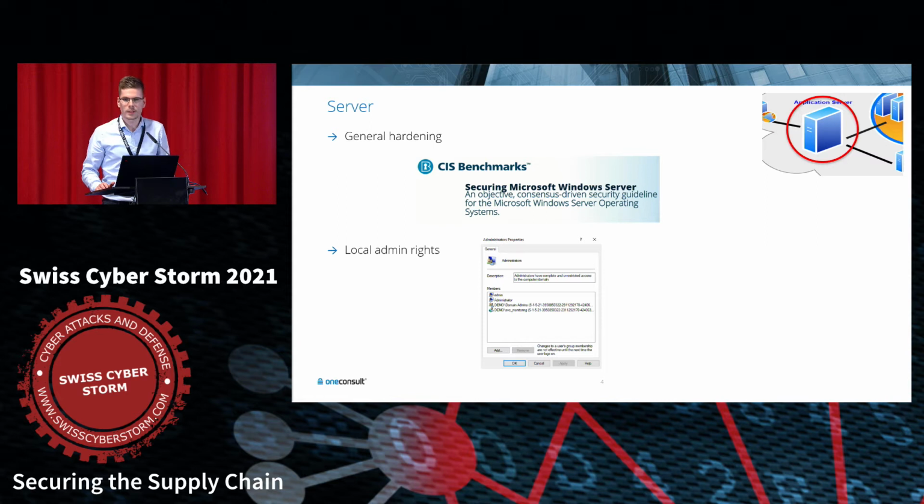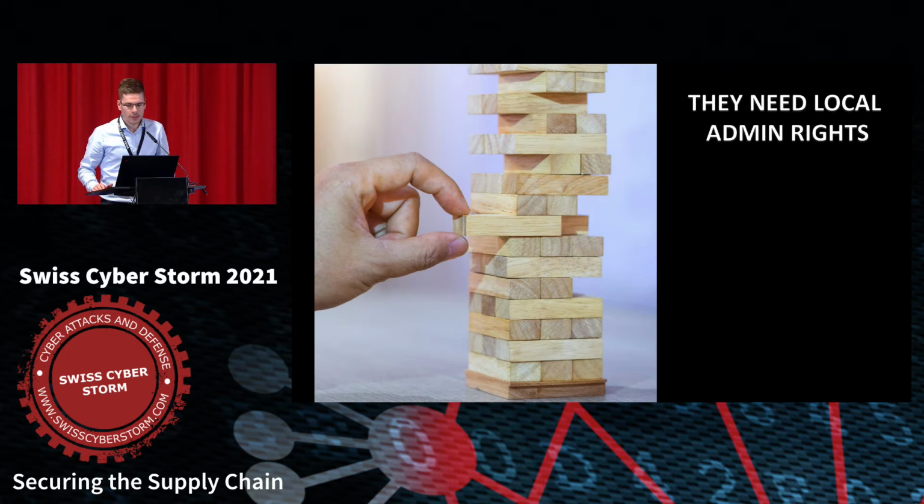Next we'll focus on the server side. So here we can do some general hardening. For example, we could do some Windows hardening using the CIS benchmark. We could also harden the application running on this server. And then there is a big question if the third party needs local admin rights on the server or not. Often there's the case that local administrative permissions are needed on this server to, for example, change the configuration or update the software and perform additional administrative tasks.